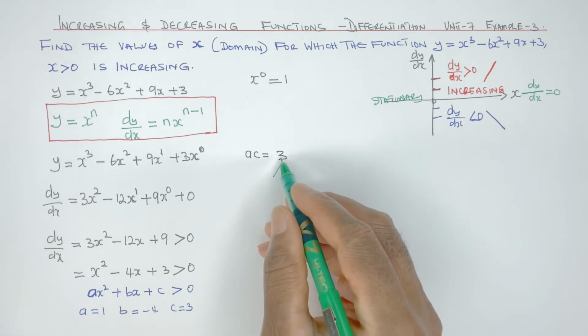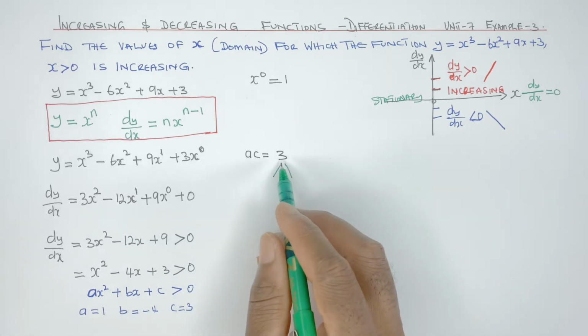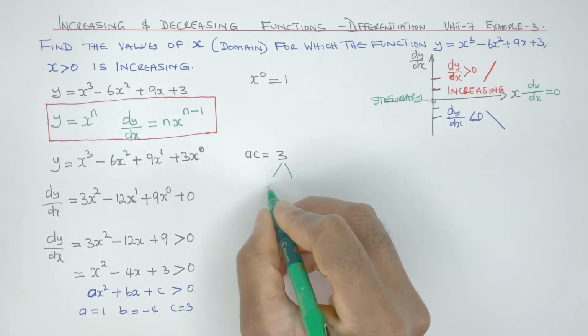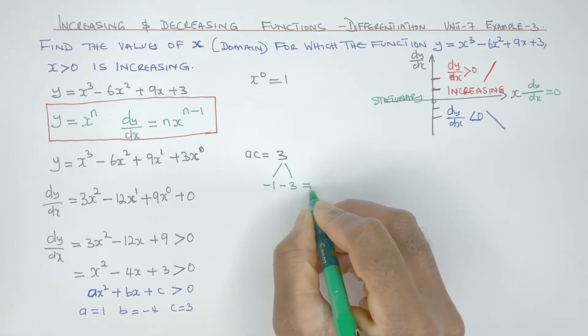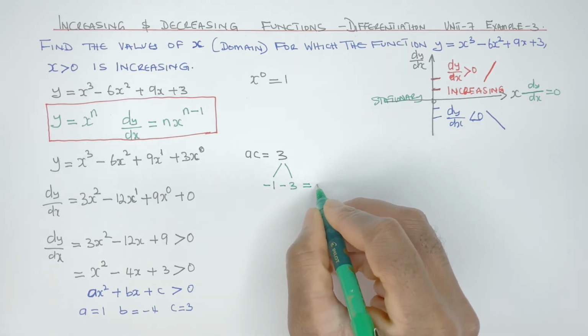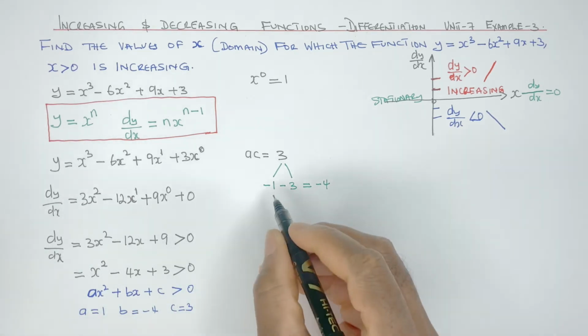And when I add them together, I get minus 4. The product is 3 and the sum is minus 4. So I want minus 1 and minus 3, and when I sum them up, I get minus 4. So that's B, minus 4. That's good. All I need to do now is multiply minus 1 by x.